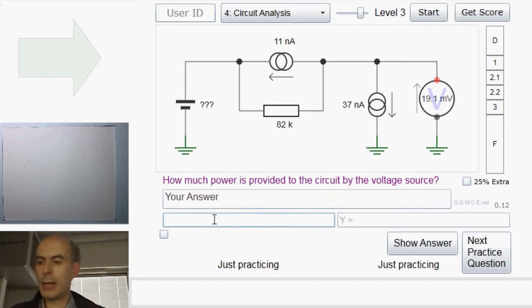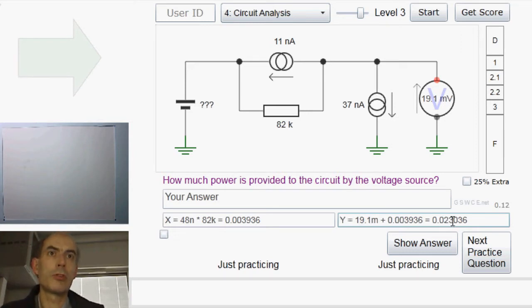And if we've got 48 nanoamps flowing across the resistor, and the resistance is 82K, then the voltage across this resistance must be 3.936 millivolts. Right, and it's going this way, so this point here must be 3.936 millivolts above that point there. That makes the total voltage at this point here in the circuit 3.936 millivolts plus 19.1 millivolts, which would be about 23 millivolts. So we've got about 23 millivolts here.